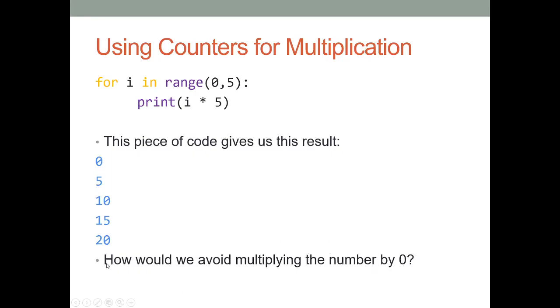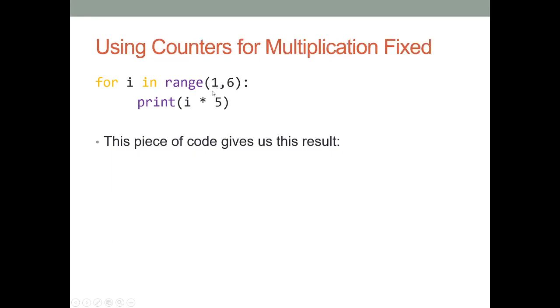Hopefully, you've figured out the answer is to change this number, 0, to 1 here. So now it will do 1 times 5, 2 times 5, and so on. And then it will, like I said, not go up to 30 because it stops 1 early.